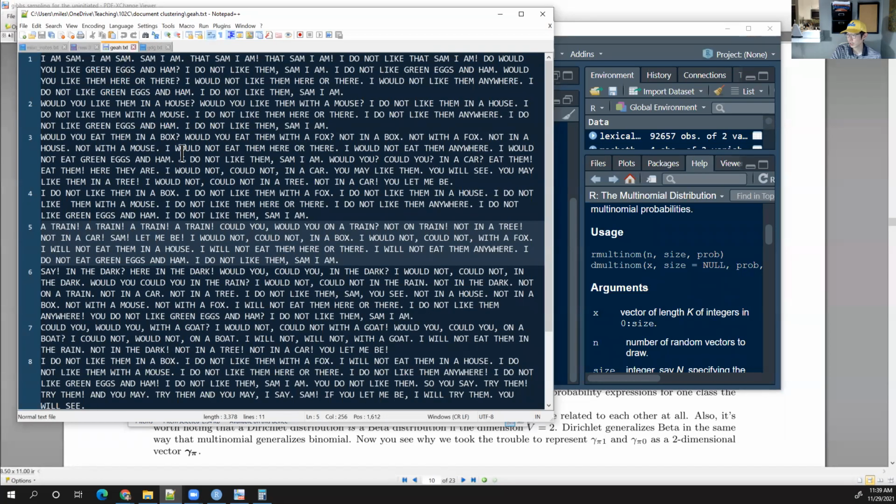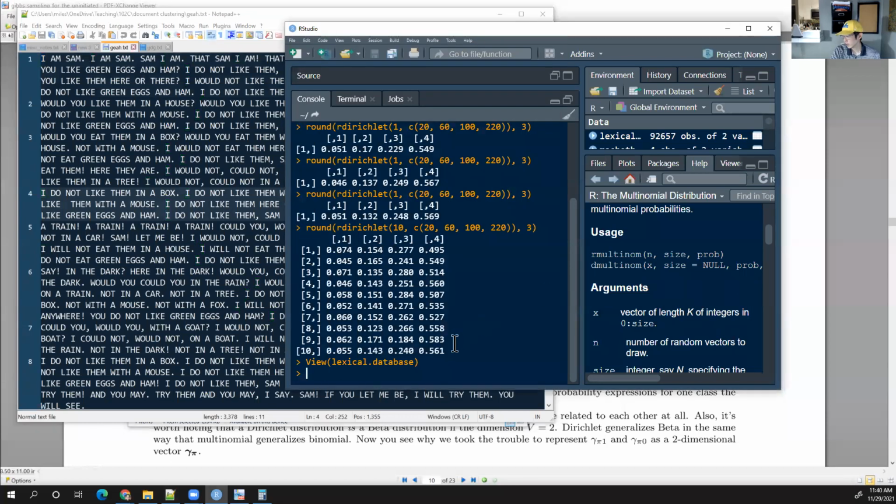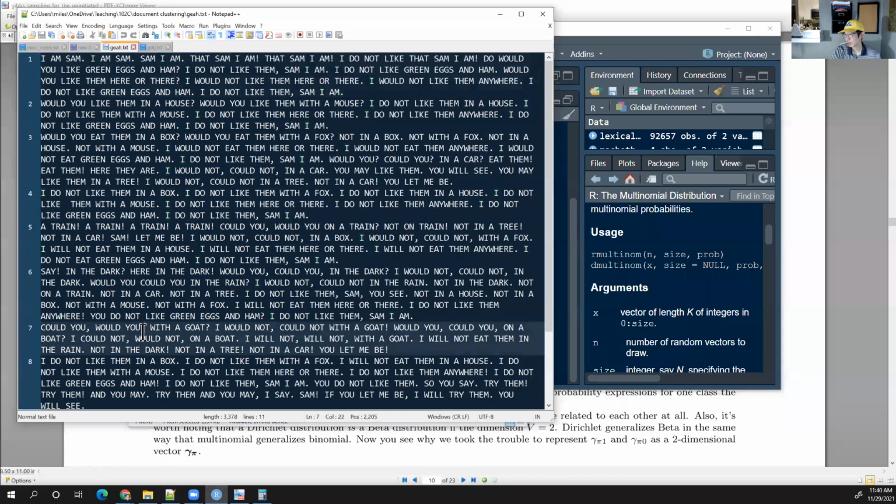Can it pick it out based on the word counts? So we're going to turn each of these vectors of words into just word counts, and using those word counts alone, which were generated by these multinomial distributions with different word vector probabilities, we're going to try to sample back and identify which cluster each of these documents belongs to.